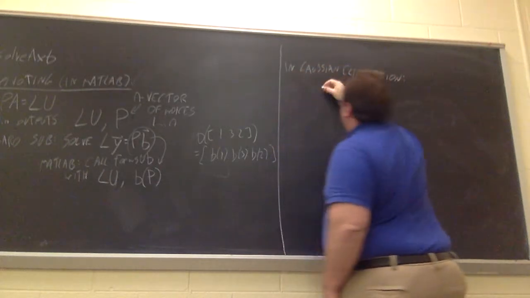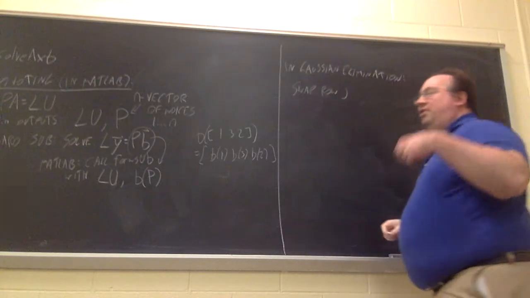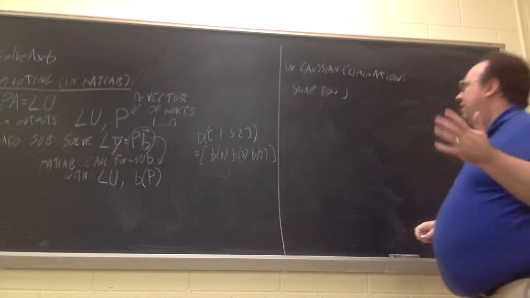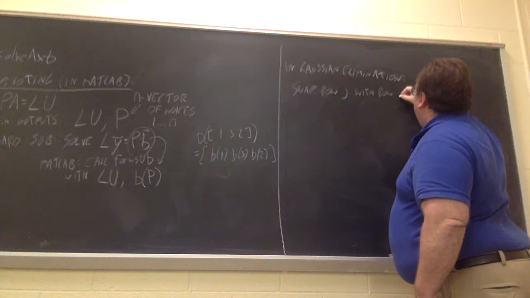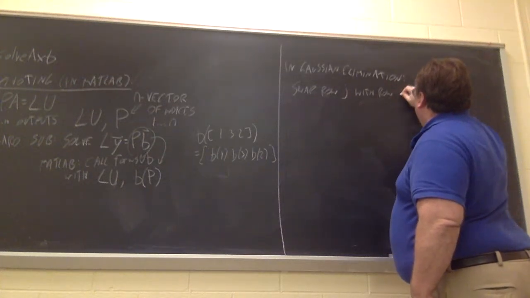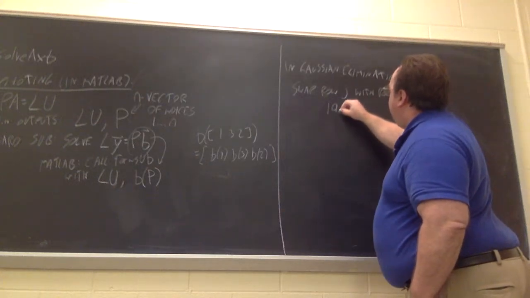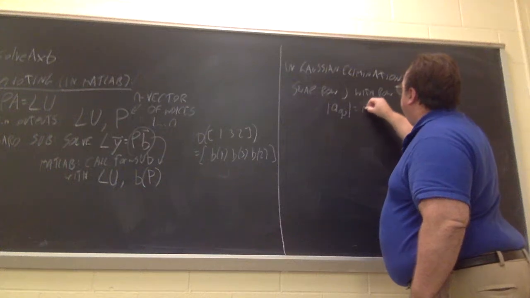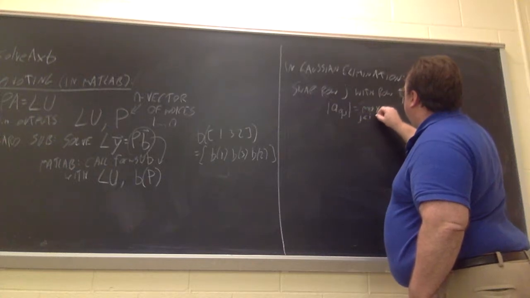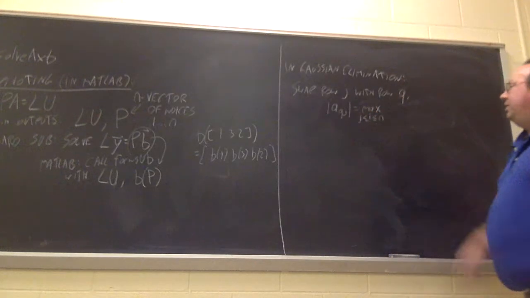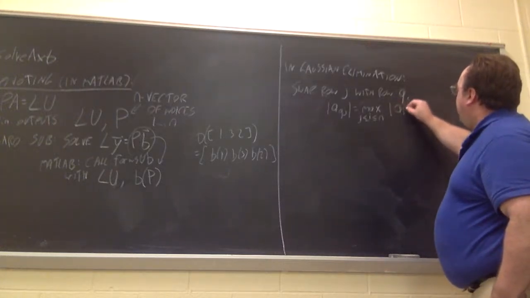Now, mathematically, what you're trying to do is swap row J, because you're examining each column J from 1 to n, or n minus 1. You swap row J with row, I'll call it Q, where A_QJ is equal to the maximum over all row indices from J down to the bottom, J to N, of A_IJ.